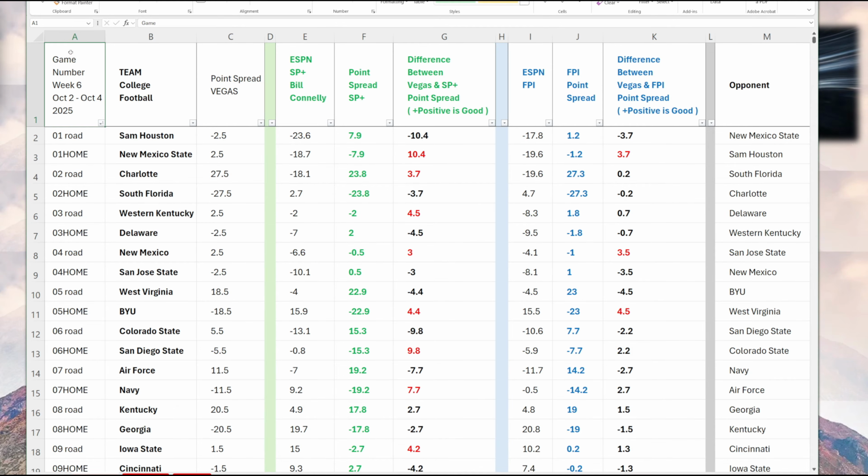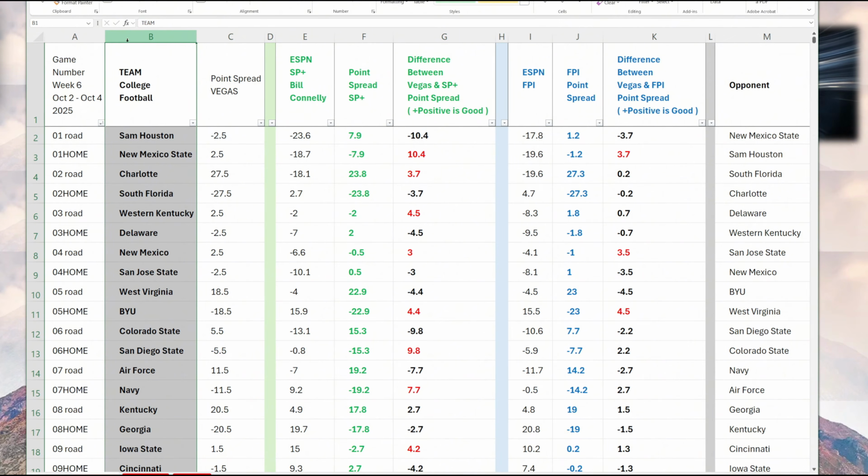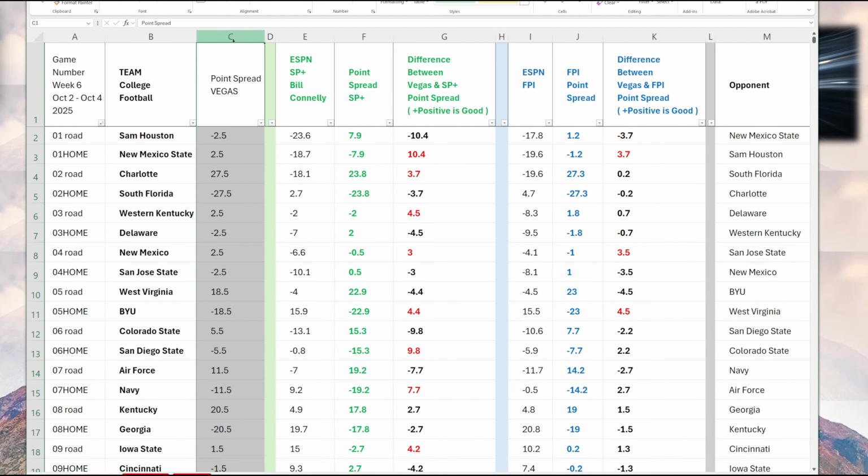So on this spreadsheet, the first column is the index number of the games. There is a total of 51 games, and I've numbered them from 1 to 51. The top team is going to be the road team, and then you have the home team. So game 2 road, game 2 home. The next column has the names of the teams. Column C, the third column, has the actual point spreads from Vegas and other sports books like DraftKings. These point spreads are as of September 29th, 2025.